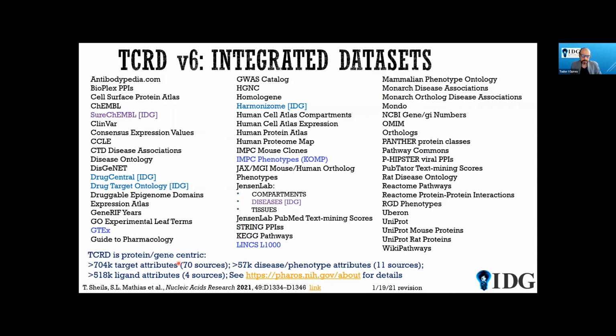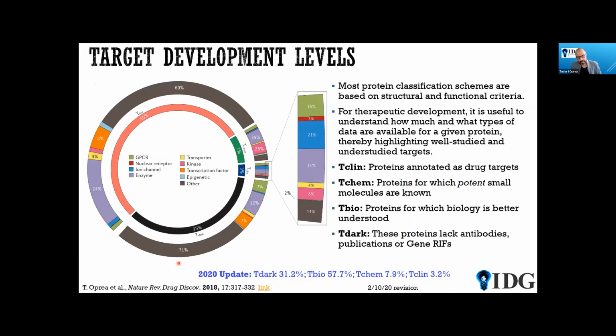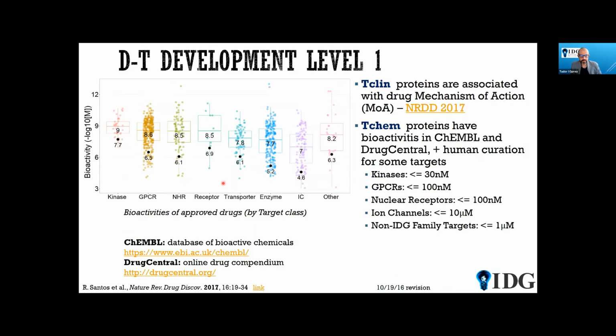And that allows us to examine the human proteome and try to define the question, how much do we know about the human proteome? So we have proposed this knowledge-based classification where we consider mode of action drug targets get this so-called T-Clin label that was subject to the NRDD 2017 paper. T-Chem are those that are annotated with chemical matter, and the bioactivities for the T-Chem are illustrated here.